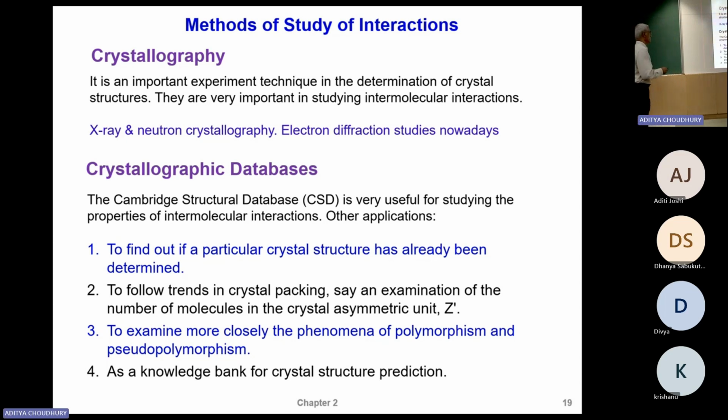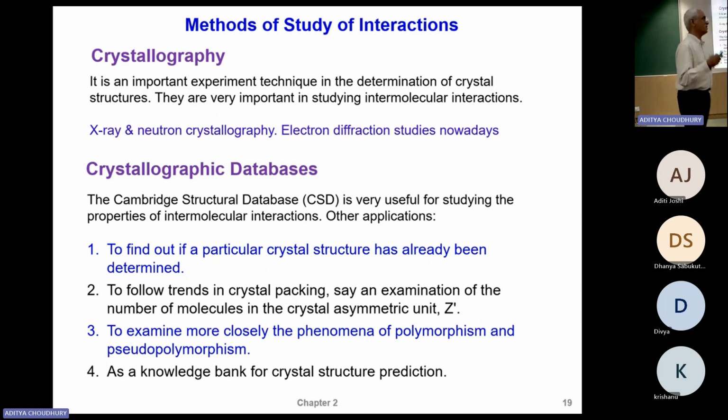Of course, apart from crystallography, one can use the crystallographic databases. There are different types of databases, like CSD, the Cambridge Structural Database, and the powder diffraction database. But also for protein, they have their own. This Cambridge Structural Database is very useful. I don't know whether you have it here.